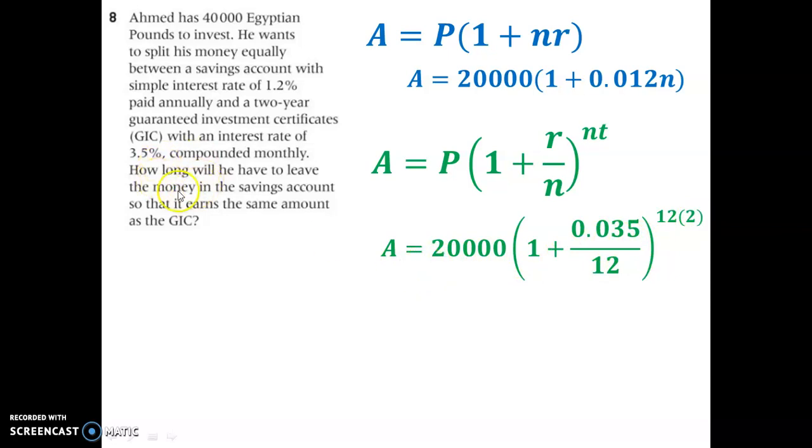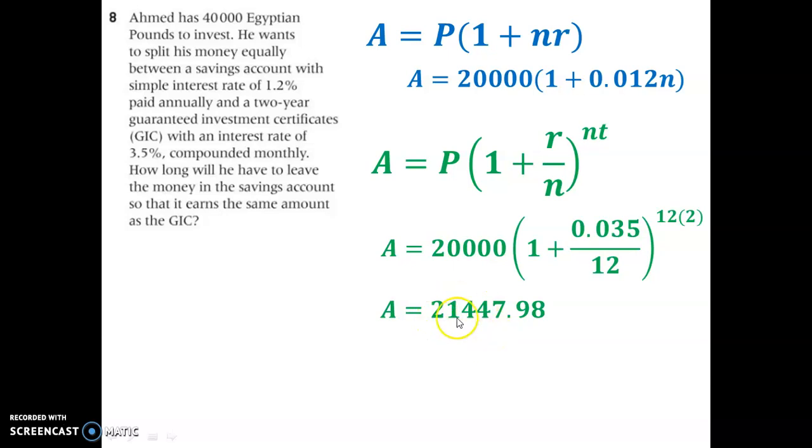Because the question in the end says, how long will he have to leave the money in the savings account? That means this one. So it earns the same amount as the GIC. So when will this produce the same amount as this? This one we can calculate the amount. So if I follow through and multiply all that, I get this value. So this special GIC will produce this much money. And then when will this one produce that same amount of money?